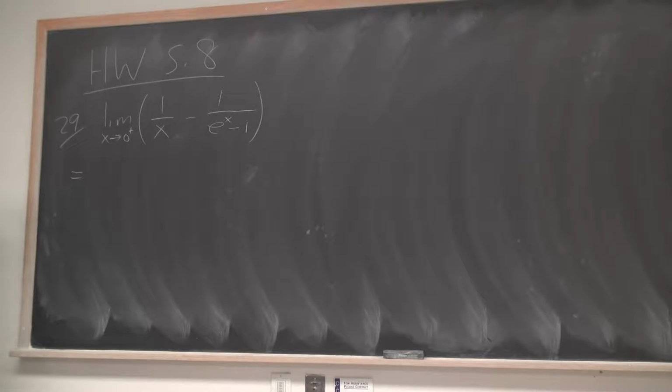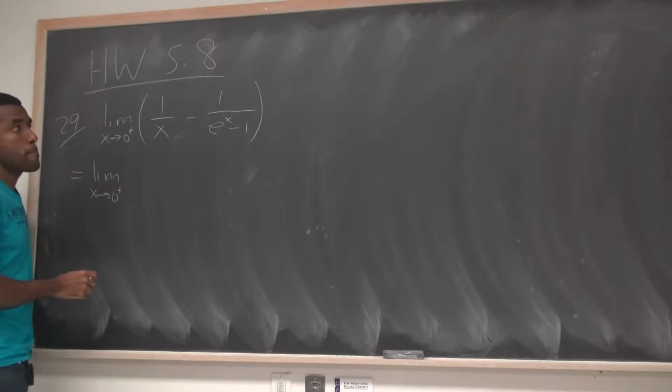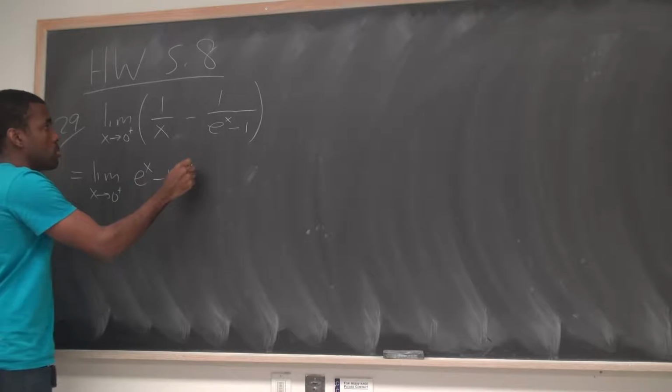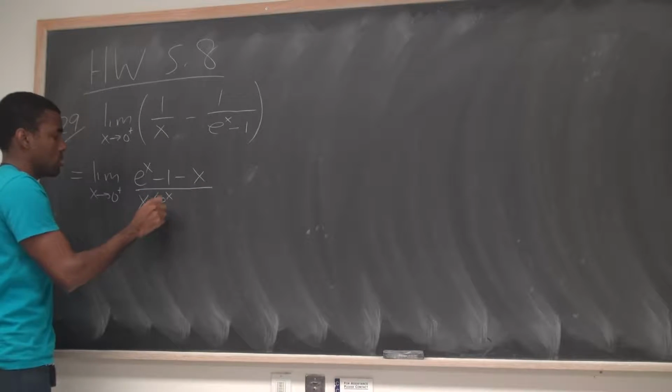Ideas? We get it into one fraction. What would that be? So what do you get? e to the x minus 1 minus x, all over x times e to the x minus 1.